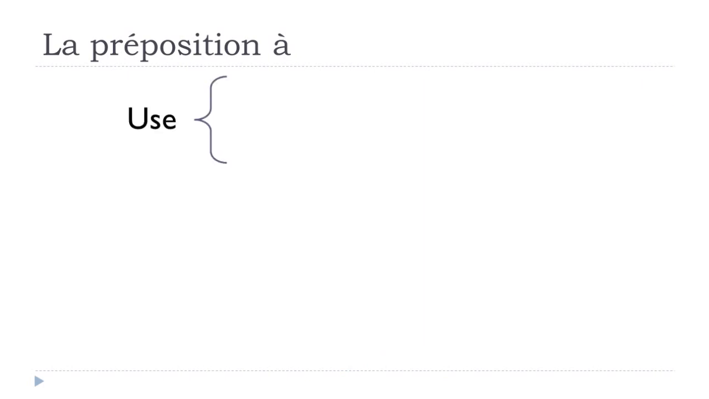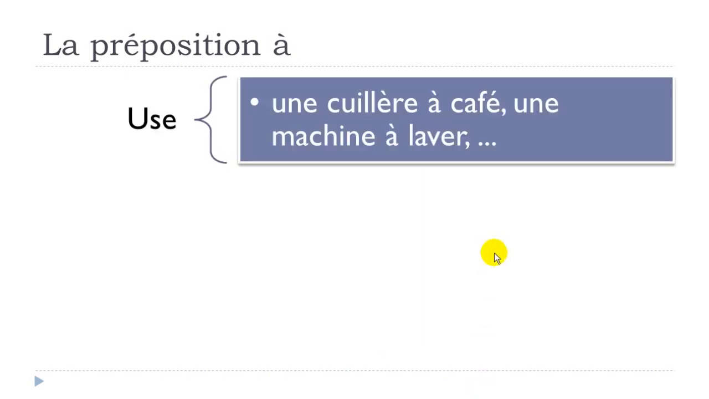And then the use, for instance, if you want to make a difference, because une cuillère is a spoon, so a coffee spoon will be une cuillère à café, all right? So in that case, we have to use this preposition à as well, or then une machine à laver, washing machine.